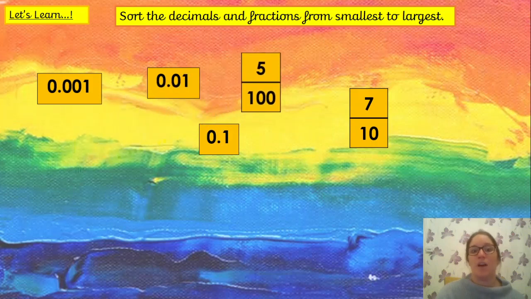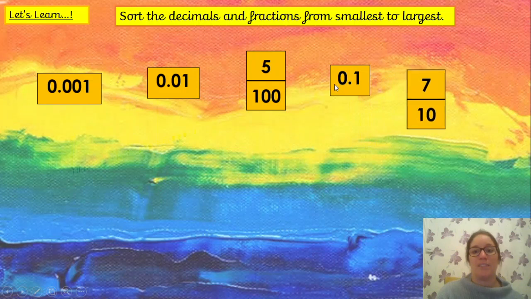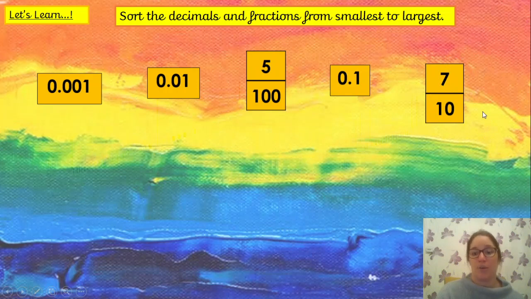Hopefully you realise 5 hundredths come next, because 5 hundredths as a decimal is 0.05. Okay, so then we've got our 0.1, because 0.1 as a fraction is 10 hundredths. If it was 1 hundredth, it'd be this one. But this is the same as 10 hundredths, which means we've got 7 tenths last, because 7 tenths is an equivalent fraction of 70 hundredths. Okay, so well done if you got those correct.